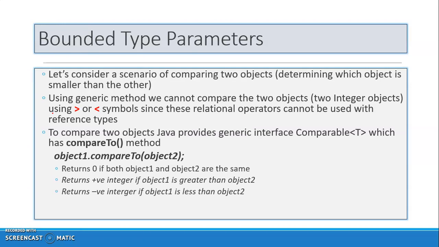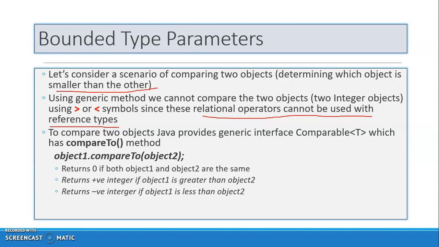So let's consider a scenario of comparing two objects. Of course, it is similar to the scenario of bounded numbers, but here we are comparing two objects, determining which object is smaller than the other. For numbers, if you have int and so on, you can compare them using greater than or less than symbols. But if you have objects, you cannot compare them using the greater than or less than symbols, because the relational operators are not applicable to reference types.